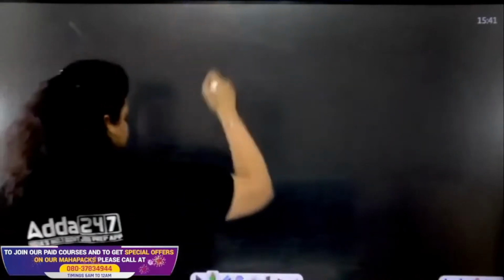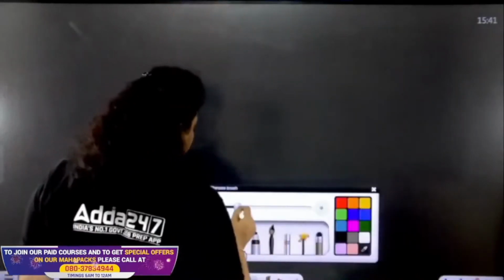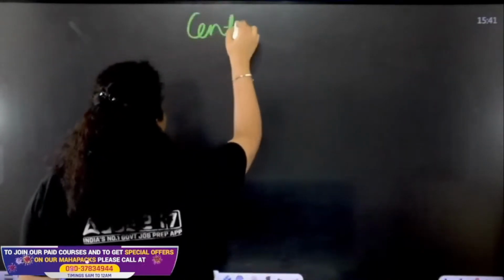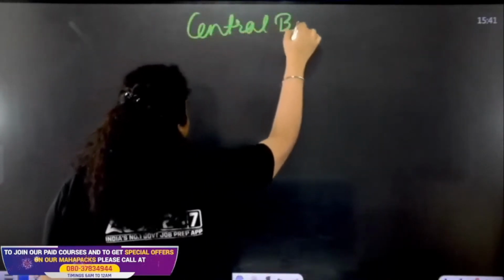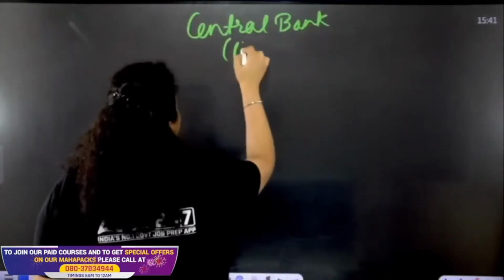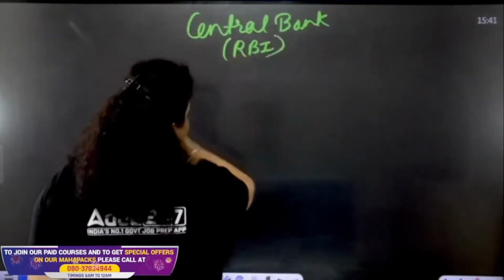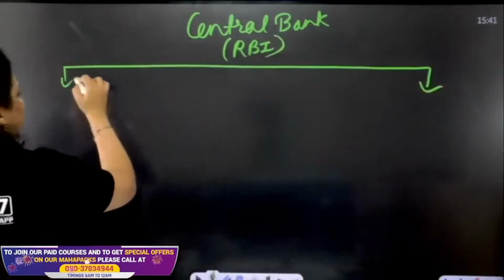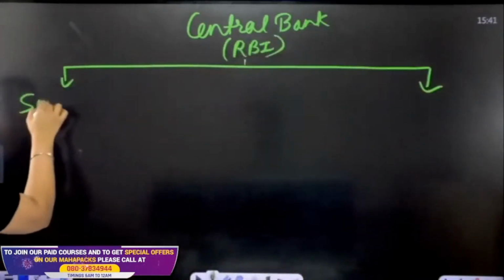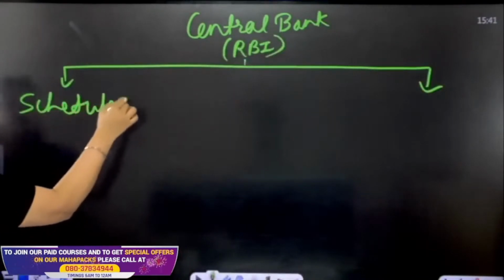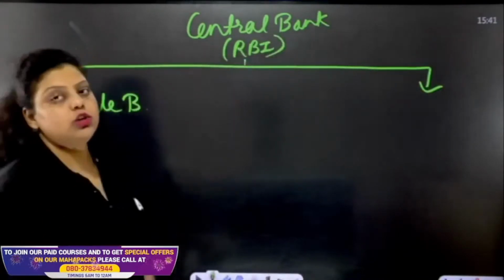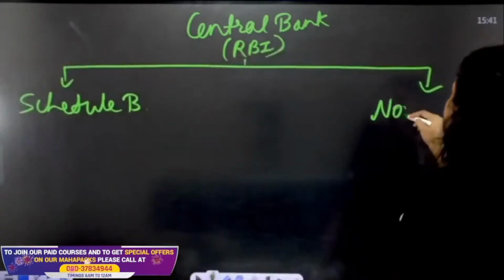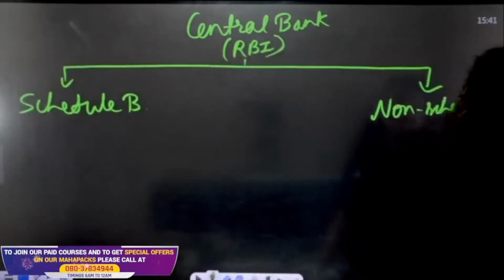And if I talk about the banks in India, first of all, we have the central bank of our country, and the central bank of our country is RBI. Who is the central bank? The central bank of the country is the Reserve Bank of India. And RBI has divided the banks in India into 2 categories. First is scheduled banks: those banks which are listed in the second schedule of the RBI Act 1934 are scheduled banks. And the second category is non-scheduled banks.